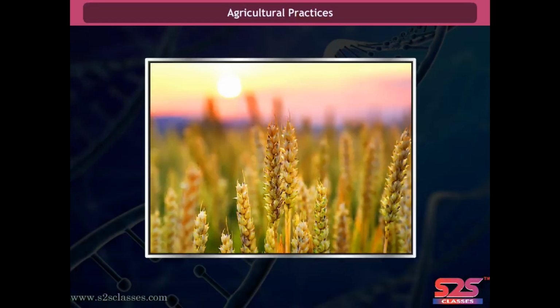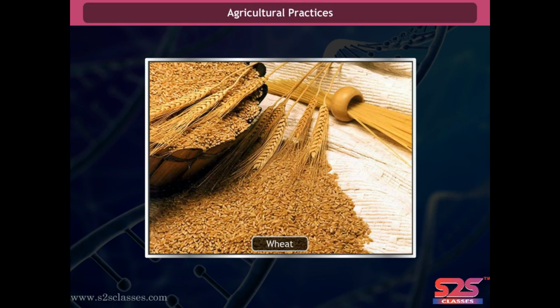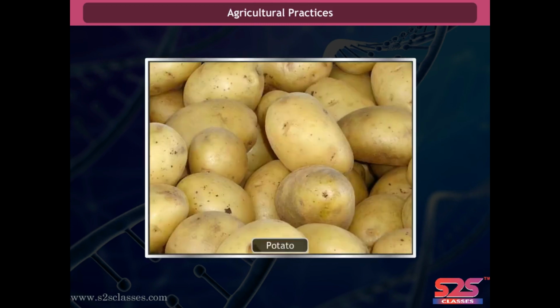Rabi crops. Crops which are sown in the beginning of winter are known as Rabi or winter season crops. For example, wheat, barley, gram, pea, potato, etc.